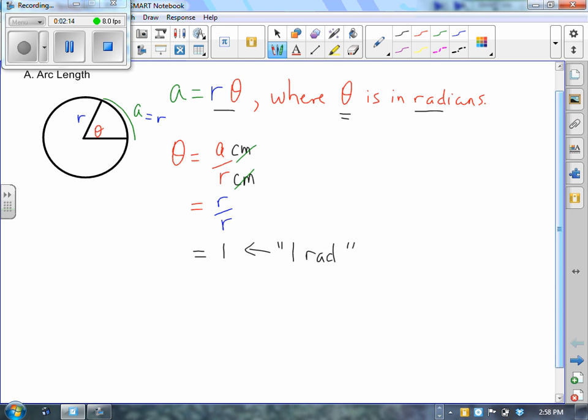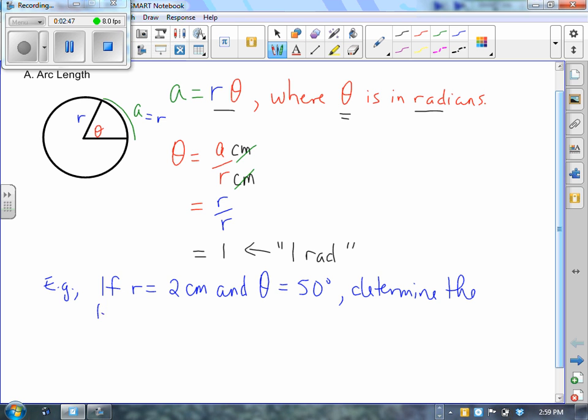So let's say, for instance, in our example, considering the diagram that we have, if the radius were, say, 2 centimeters, and theta were given in terms of degrees, and let's say, oh, for instance, let's go with 50 degrees. Okay, seems generous for that angle. Determine the length of the arc subtended by theta.